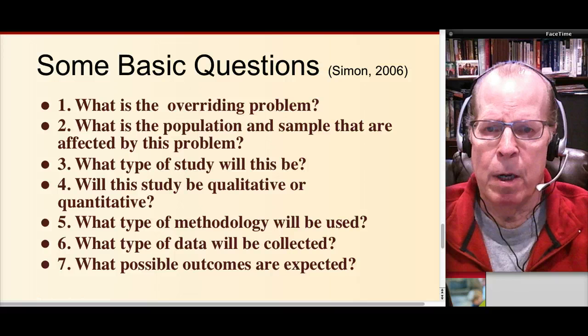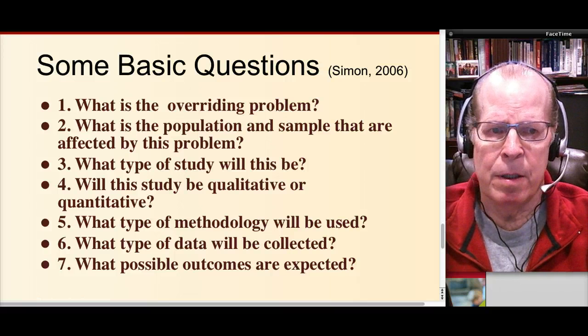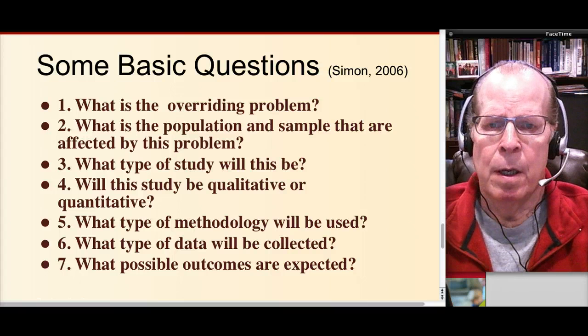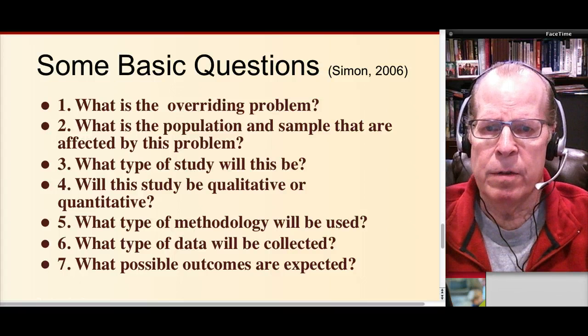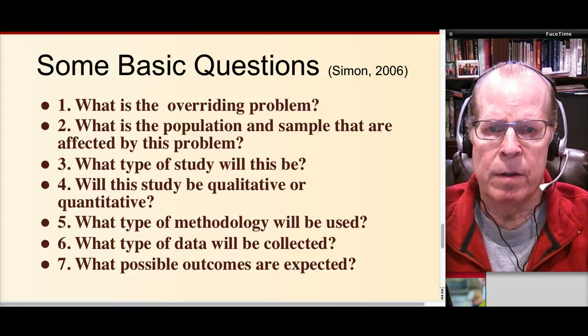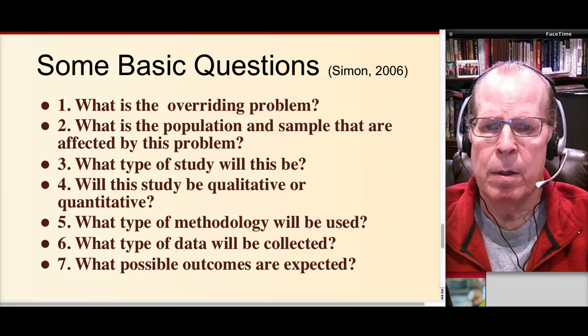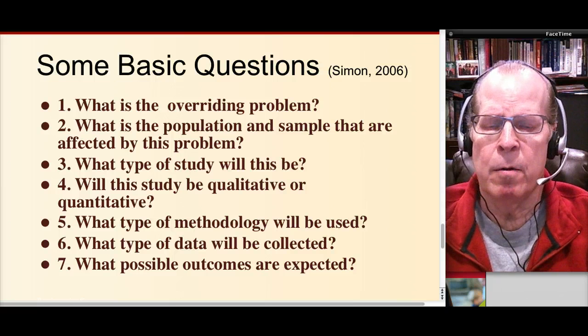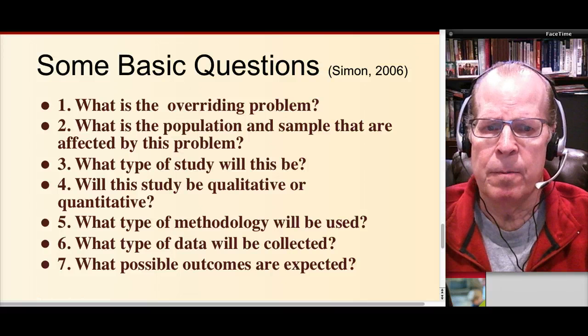Important, number 3, what type of study will this be? In other words, a quantitative correlational study? Is it an experimental design, quasi-experimental design? Is it qualitative or quantitative? In other words, will you be collecting narrative data or statistical data?